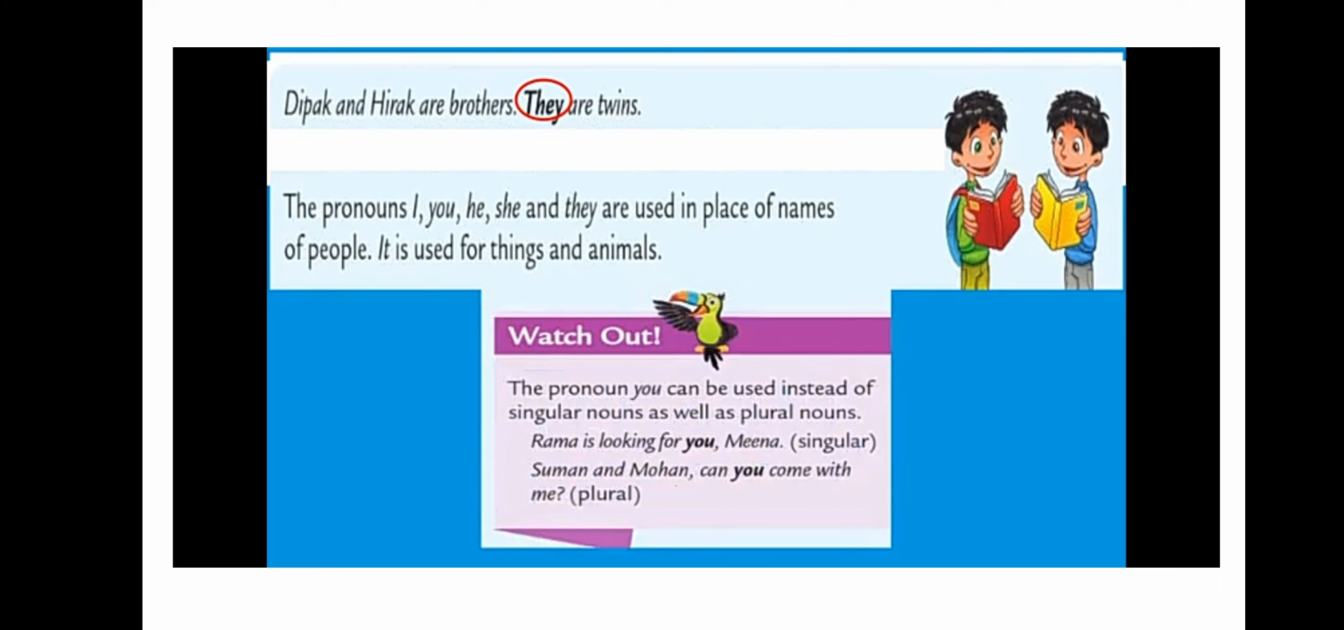Like Rama is looking for you, Meena. So here you is used for single person. Suman and Mohan, can you come with me? Here Suman and Mohan are two persons. They are plural. So you is used here.